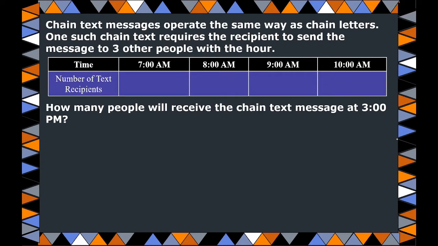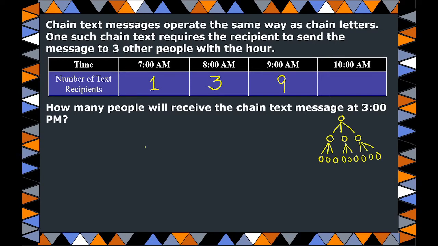So let's go to our problem. One such chain text requires a recipient to send the message to 3 other people within an hour. For example, this started with one person. After an hour, that person has sent the chain text to 3 different people. So at 8 a.m., there will be 3 people who will receive the chain text message. Now, each of these 3 people will again forward this to 3 of their contacts in their chat. We have 3 for the second, and another 3 for the third person. So at 9 a.m., there will be 9 people who will be receiving the chain text messages.